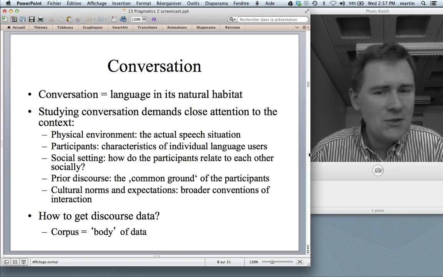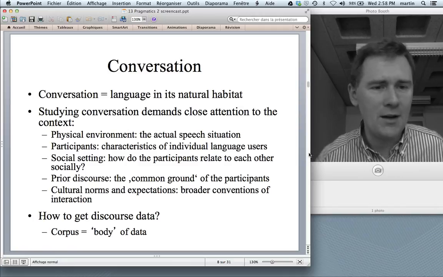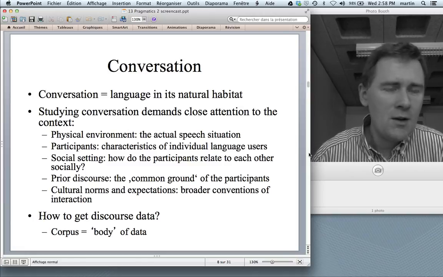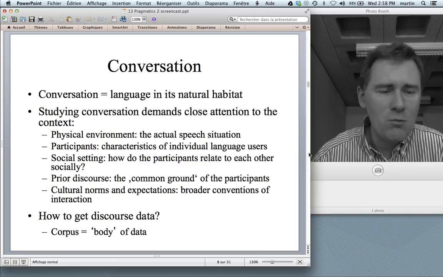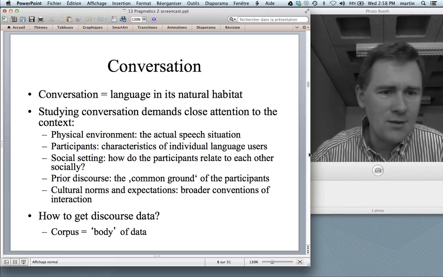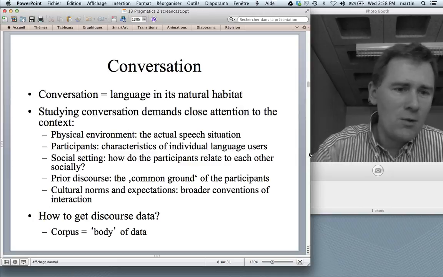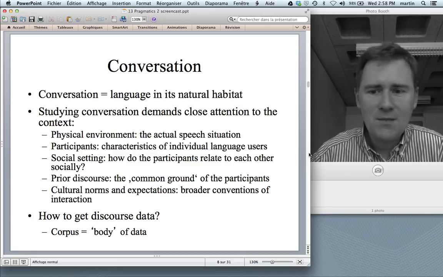What kind of relation is there between the talkers? Do they know each other? Are they friends? Are they in any sort of power relationship? So do we have one who maybe is the child and the other one is the parent? Or do we have one who is the boss and one who is the employee? Do we have one who's trying to buy a pound of cheese and the other one is trying to sell a pound of cheese? These kinds of things.